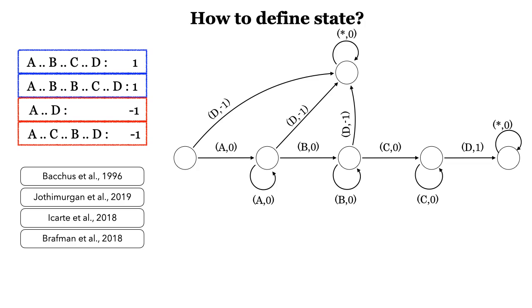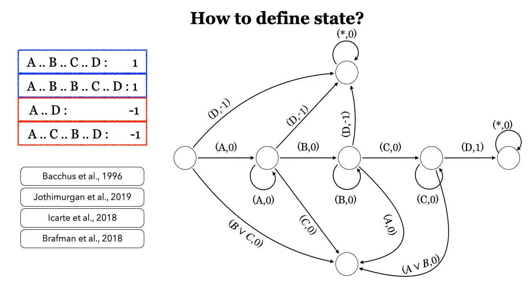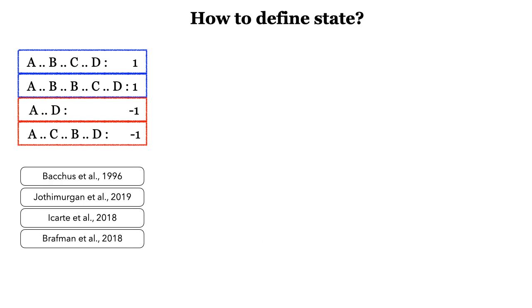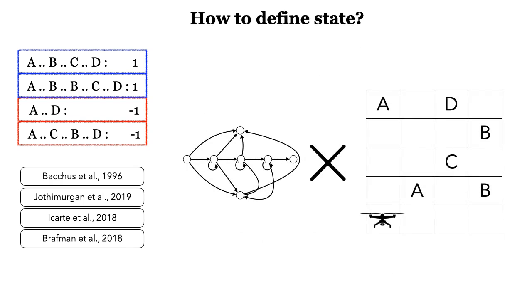If we visit a state with the proposition D prematurely, we get the reward -1. Similarly, not respecting the ABCD order will send us in a state from which we can only get the reward -1 upon seeing D. With this automaton, we can define a state as a product of the automaton state and the environment state. The state defined in such way does indeed satisfy the Markovian assumption.